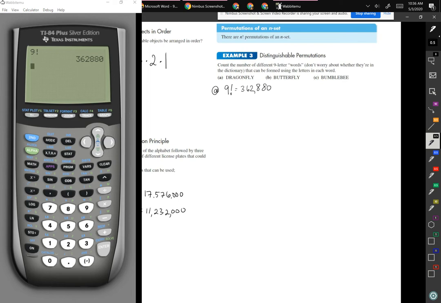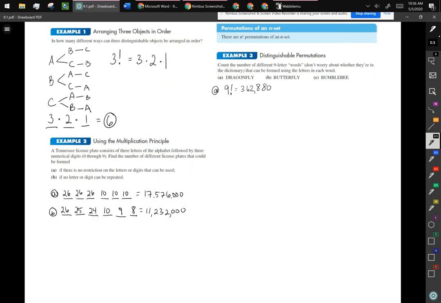And dragonfly is obviously one of the possibilities, but you can have ragonfly D, right? All the different possibilities. Now let's get to B. Now B's where it's more interesting because you have the word butterfly, but what you want to think about in this case is that it would be starting with 9 factorial because there are indeed 9 letters.